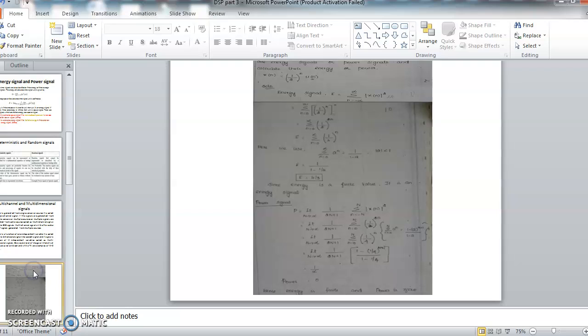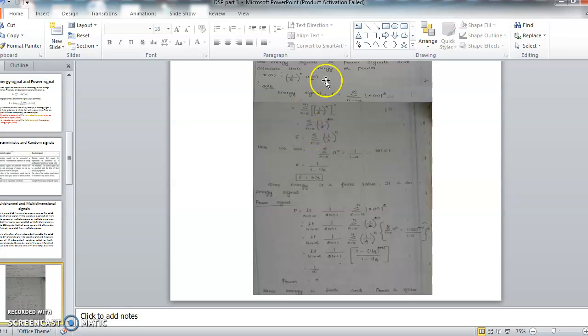So next we can see some of the problems. First one, a signal is given. Look at the signal: x of n is equal to (1/2)^n u of n. You have to determine whether the signal is an energy or power signal. We don't know whether the signal is energy or power, so we try both, and finally we come to a conclusion.